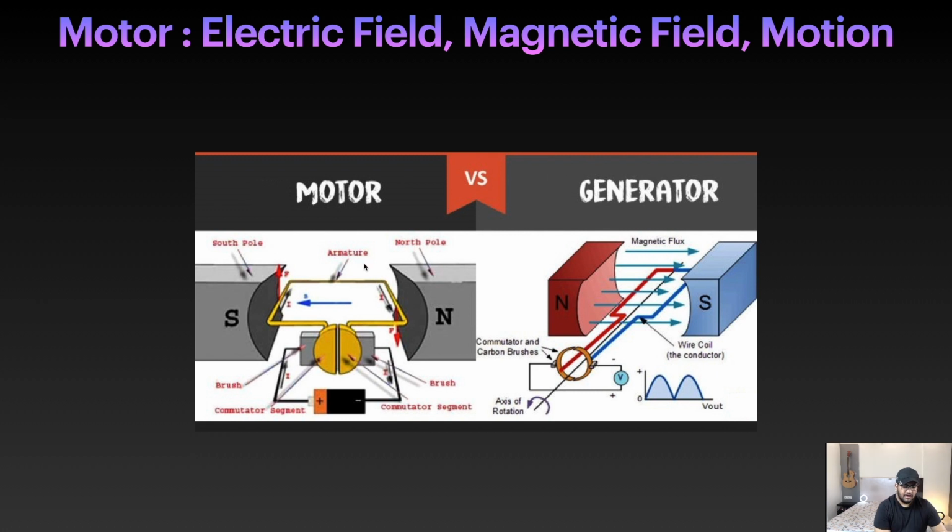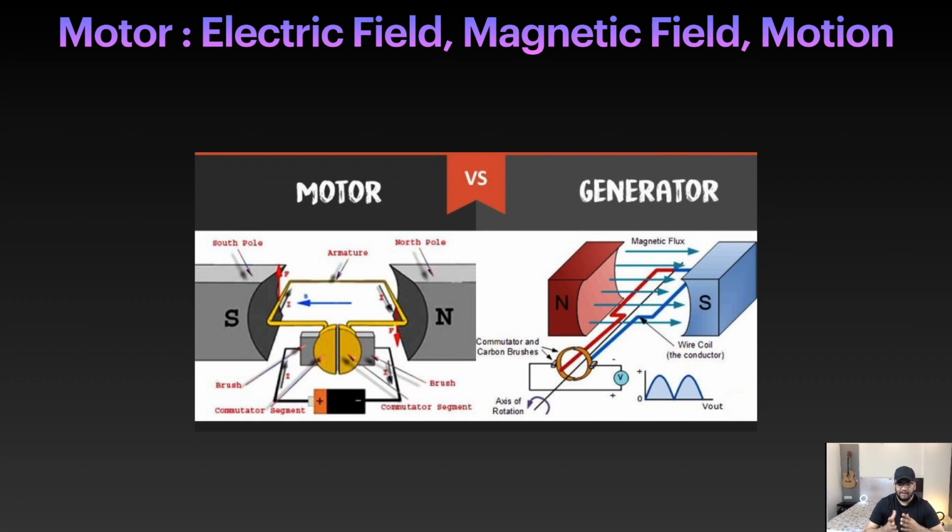Similarly, in case of a generator, your coil is already rotating, you have the magnetic field, so across the coil you will get some electric field, and you can connect a voltmeter here and check that you are getting some voltage out of it. That is the relationship between electric field, magnetic field and motion. This relationship is universal for whatever you are looking at, maybe a DC motor or single phase AC motor or three-phase AC motor or synchronous motor. This concept does not change.